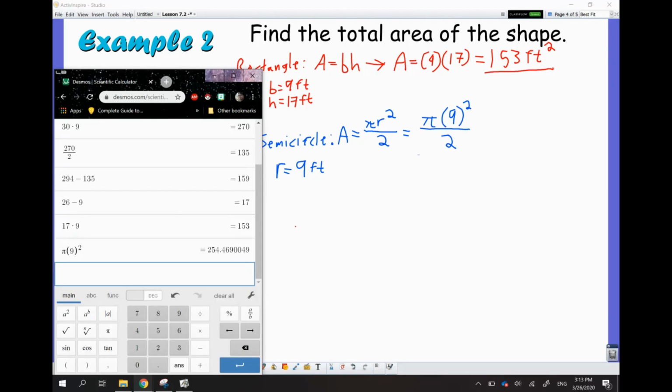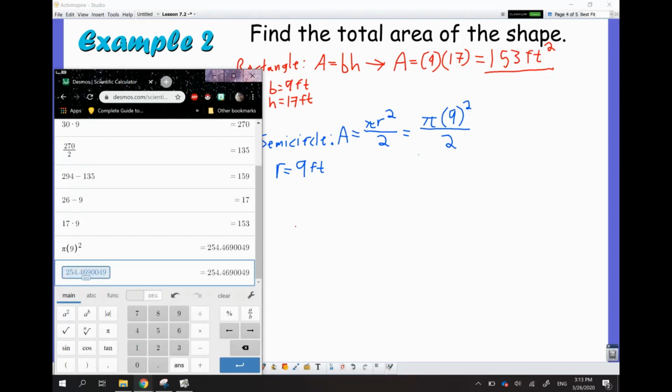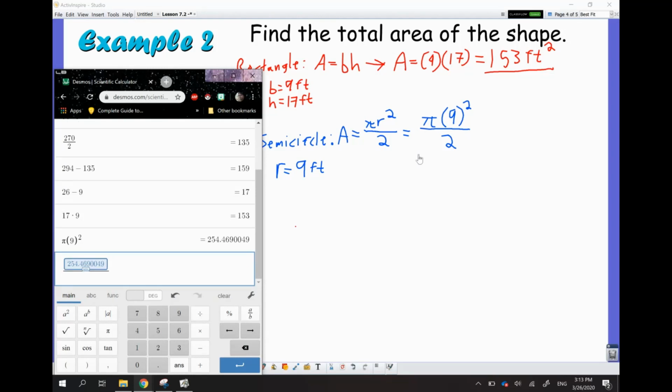But I need to divide this by 2. So I'm going to press answer here. That's going to pop that in. And then divided by 2.